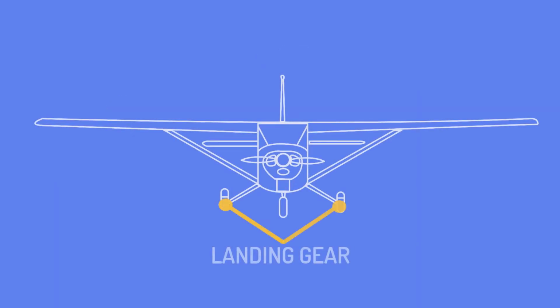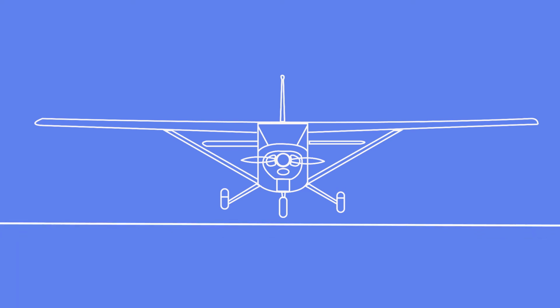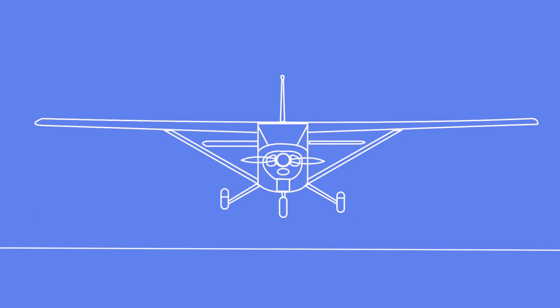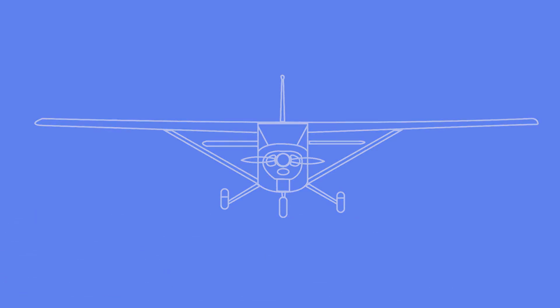The landing gear is normally located on the undercarriage of an airplane, and is used during takeoff and landing. The landing gear supports the plane when it is on the ground, and prevents damage to the fuselage and wings during landings, takeoffs, and while taxiing.